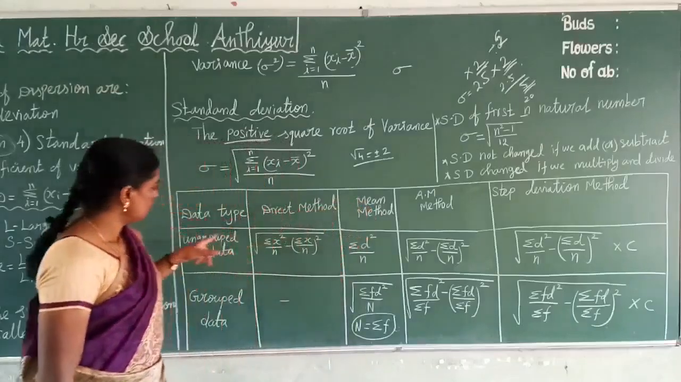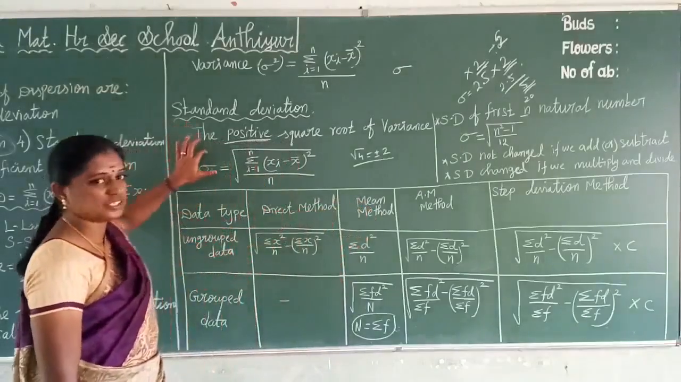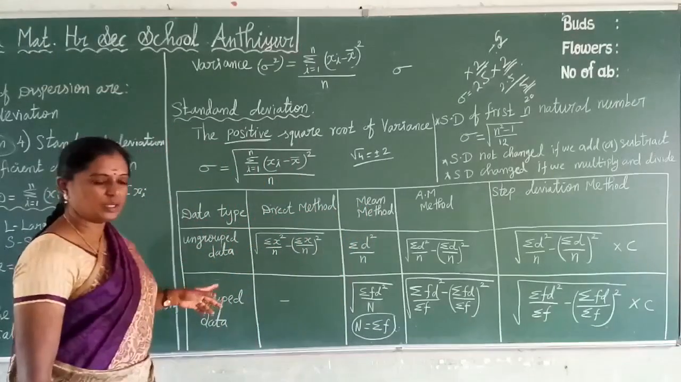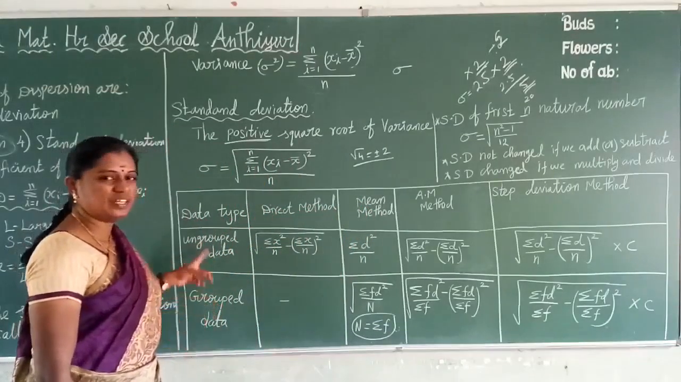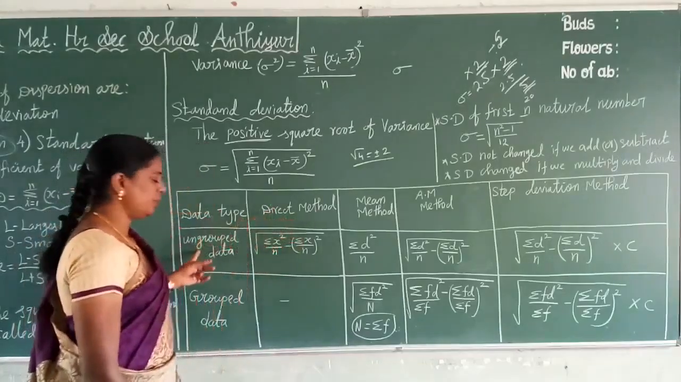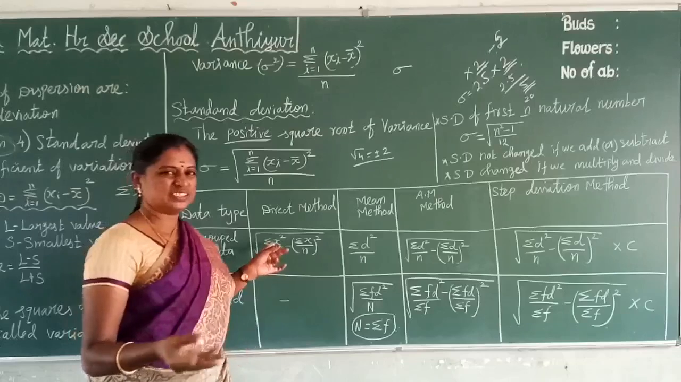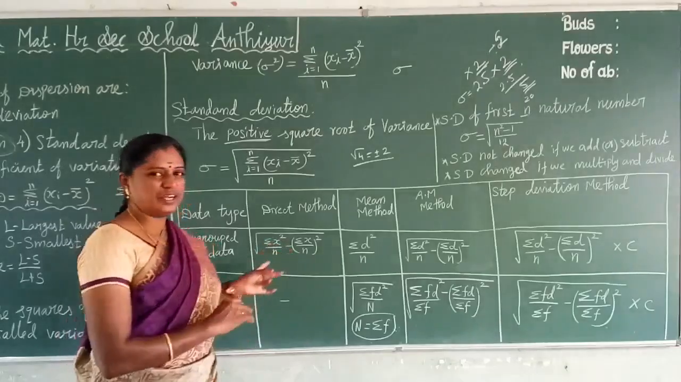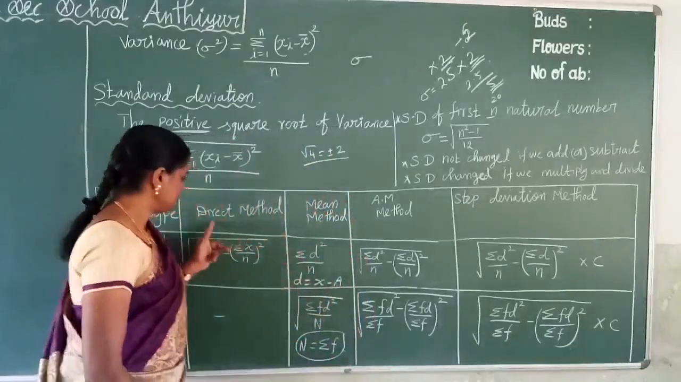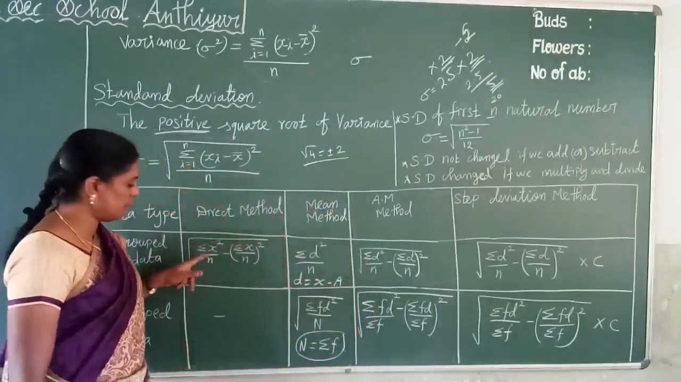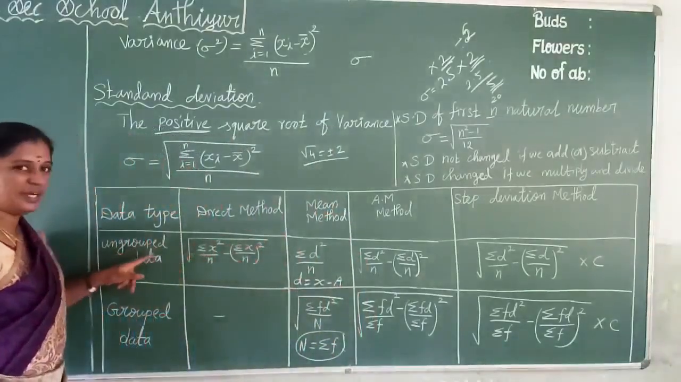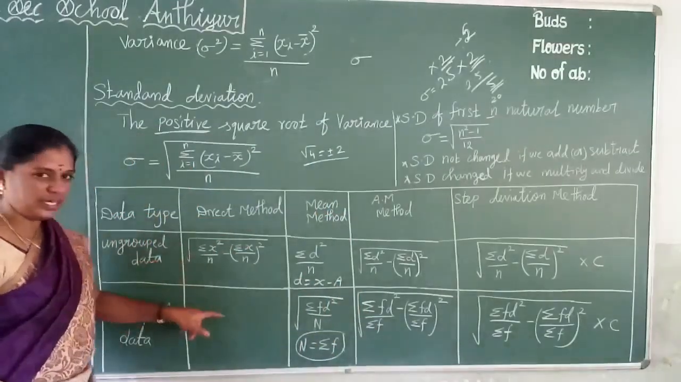Clear? So next, how to calculate this standard deviation. So here 2 types are there. One is ungrouped data, another is grouped data. So already we discussed it in the mean method also. Yes or no? So ungrouped means separate values, 2, 5, 6, 7 like that. Grouped means 5 to 10, 10 to 15, like that. Direct method: root of summation x square by n minus summation x by n, whole square. This is for ungrouped data. For grouped data, there is no direct method.